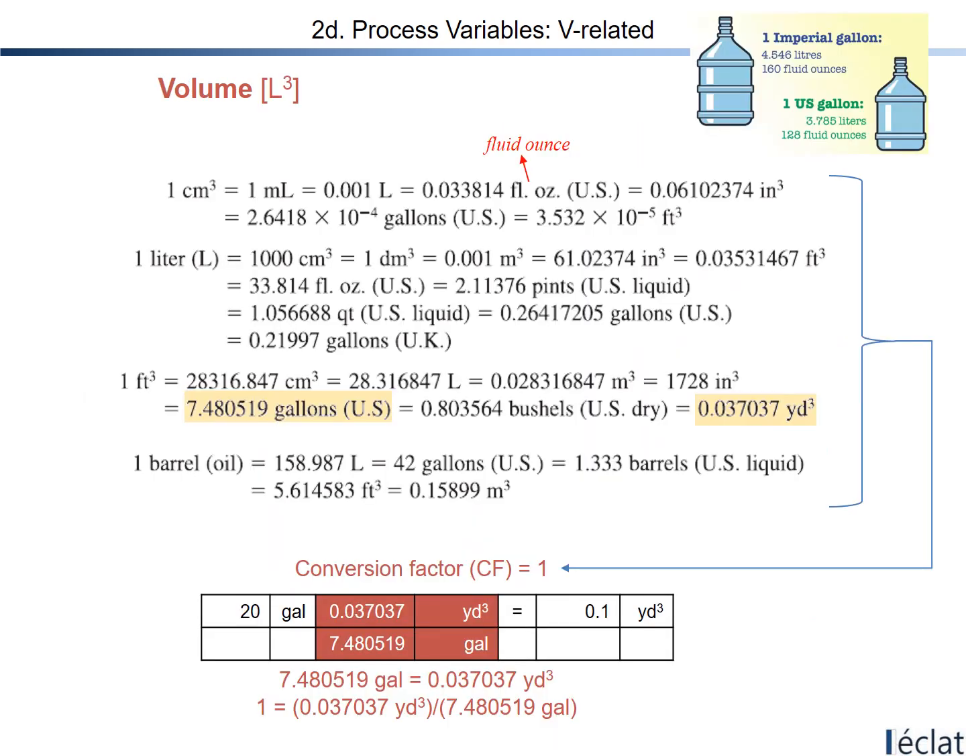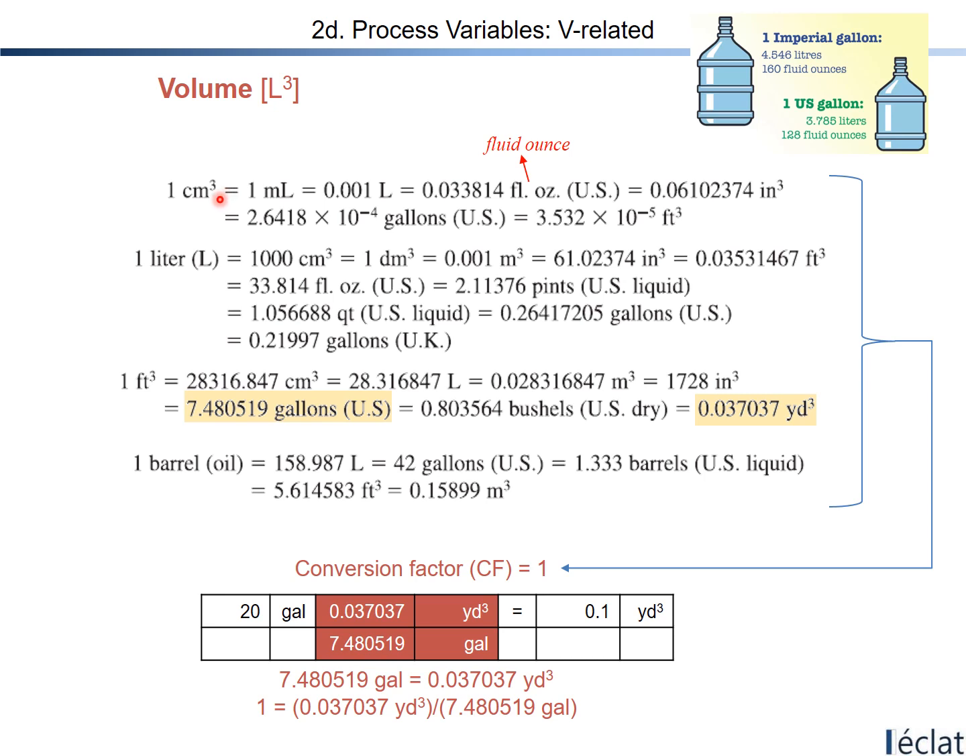Let's go to the other variable, process variable. Here is the volume related variable. Of course, volume is the cubic length. We have a lot of units here and there, and also we have 4 groups of equal relationship. You could use this one as the conversion factor. Just let me check those things.